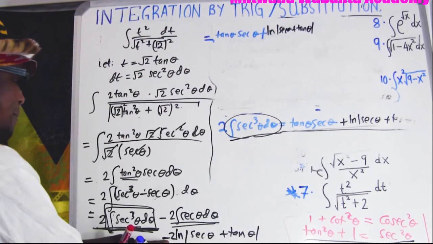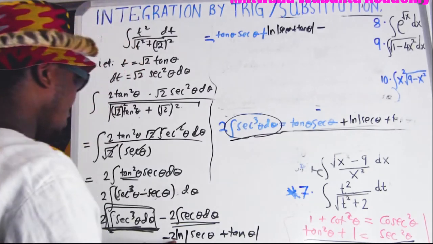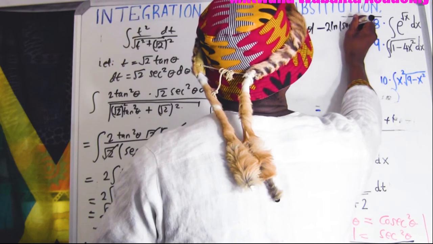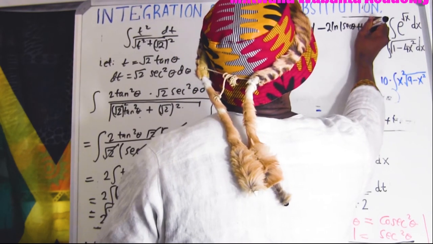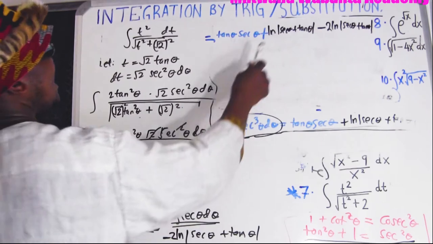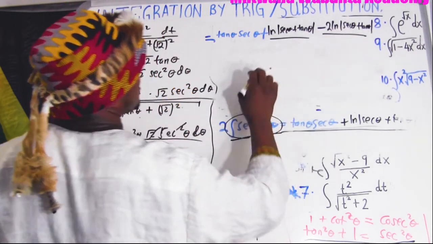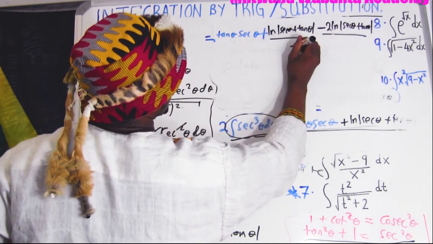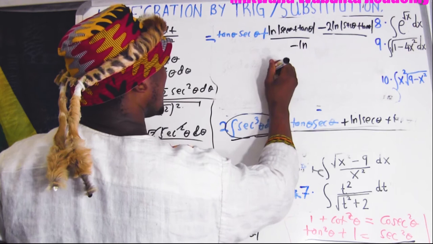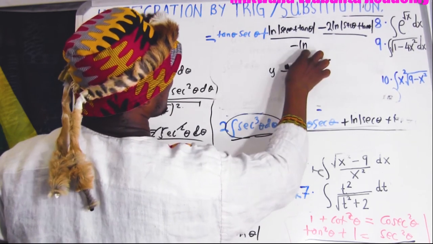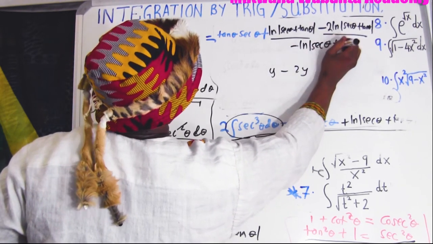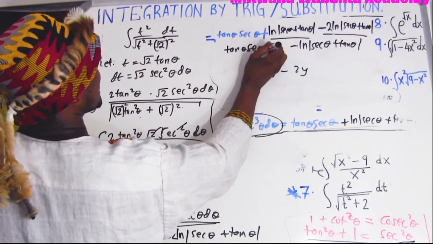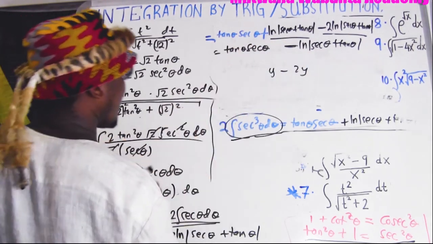And then now we're gonna come here minus what? Two of the same thing. Two ln sec theta plus tan theta. Okay, so you see these are similar things. ln sec. So these are negative 2, this one. So you take 1 minus negative 2, it's going to give you negative 1. You see what I'm saying? It's like, say, y minus 2y. It's going to give you negative y. So it's negative of ln of sec theta plus tan theta. And then we say tan theta sec theta, which is this.